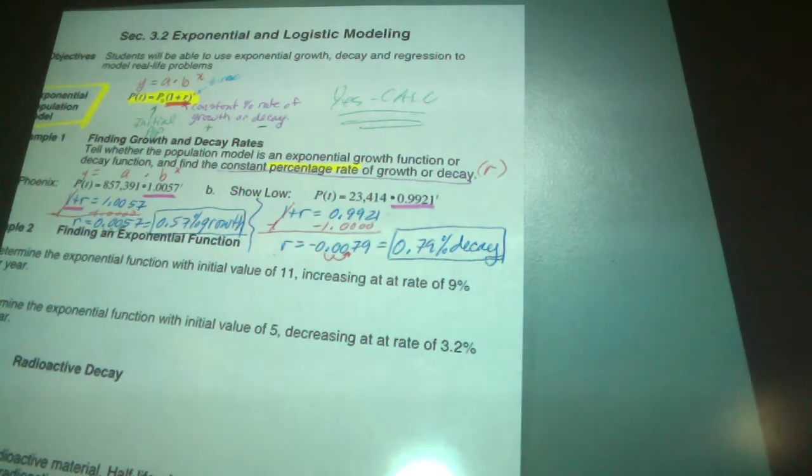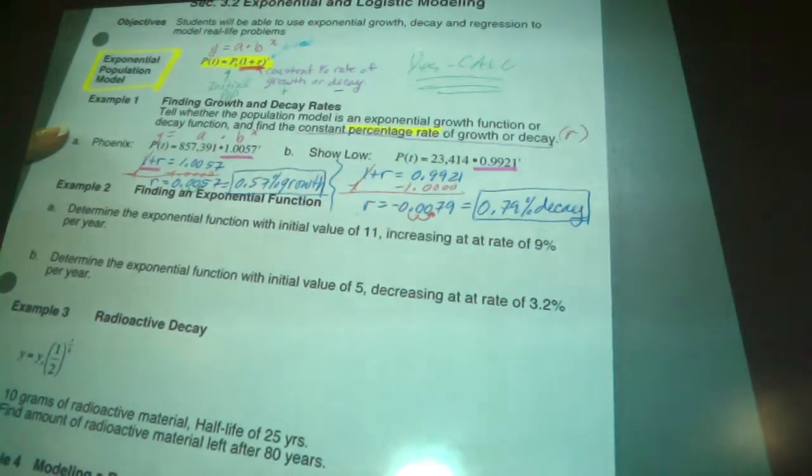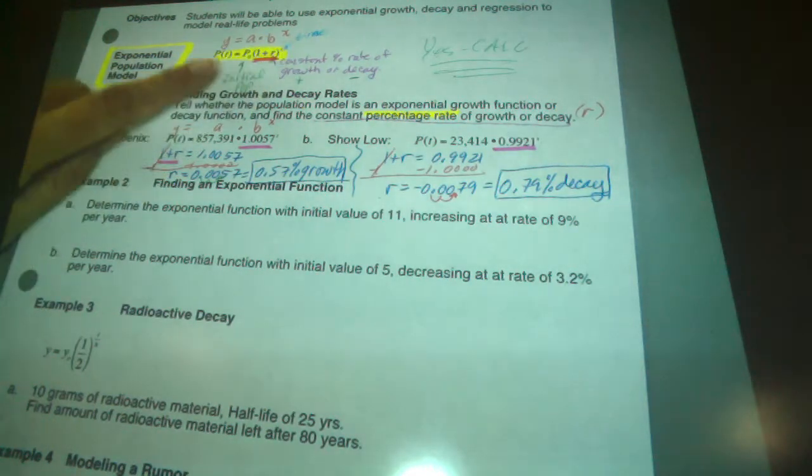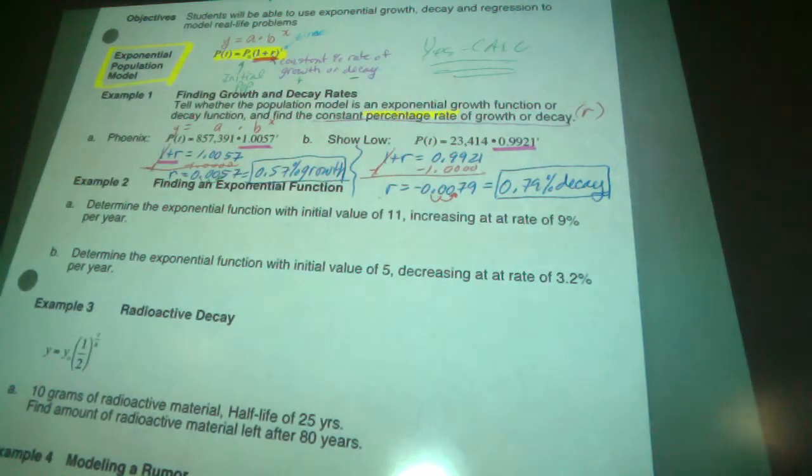So that's not so bad, right? There's several questions just like that. There are no questions on your homework that you can't find on these notes. So have your notes handy as you're doing your homework. Then example 2, we're going to actually find the exponential function. So they're going to give us information to plug into here to actually write our own function.